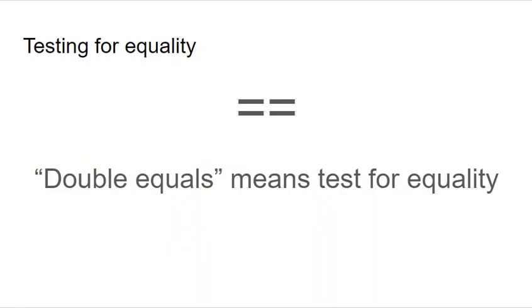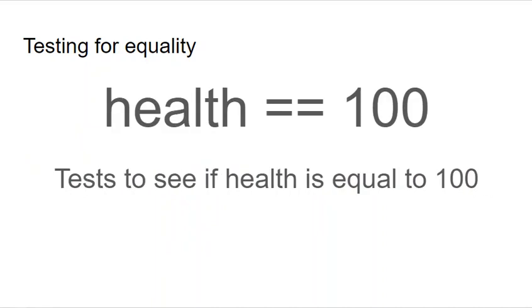All right, what if you want to compare things? It's just like C, C++, Java. Double equals means test for equality. So there's a big difference between one equal sign and two equal signs. One equal sign is the assignment operator, which we already looked at. The double equal sign means compare or test for equality. So let's look at an example here. Health double equals 100. This is a comparison. This is a question. Does health equal 100? So there's a big difference between one equal sign and two equal signs.